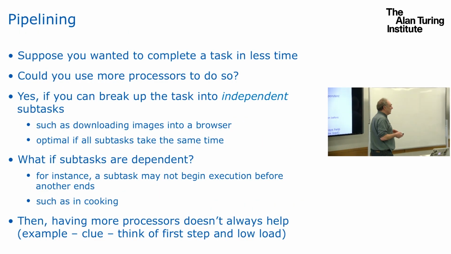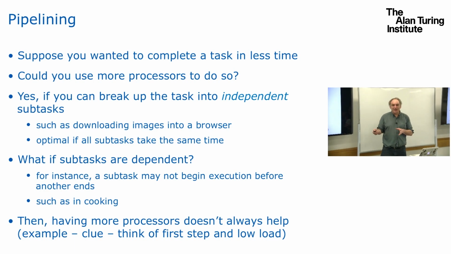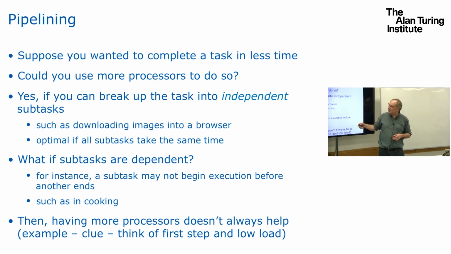Pipelining is another important thing. You can set up a line of work as a sequence of subtasks. You break it into independent subtasks and then execute them in parallel, but you have to start them as that sequence, so you have to fill the pipeline.